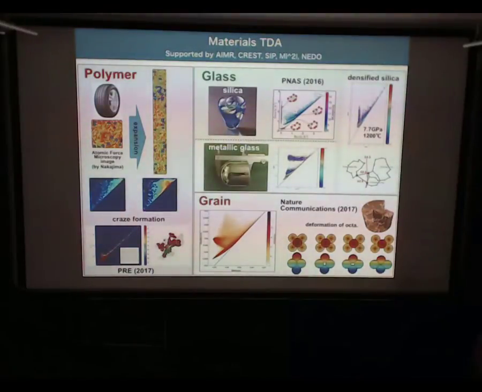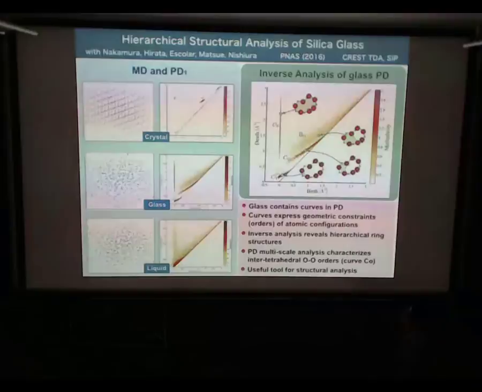So let me now explain two such examples in order to make the mathematical motivations more clear. The first example is a hierarchical structural analysis of silica glass by using persistent homology. In a sense, this is a bit of an old result, and this has been already presented on several occasions. But let me briefly explain the result here again. So the idea is that we regard the atomic configuration obtained by simulations as a point cloud. And we try to capture some geometric structures only embedded in the glass structure by using persistence.